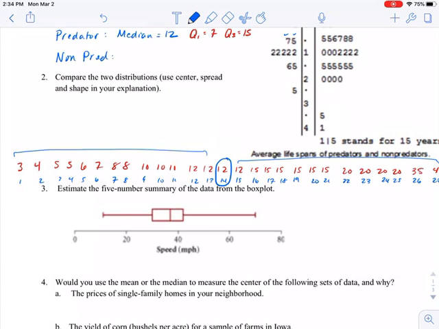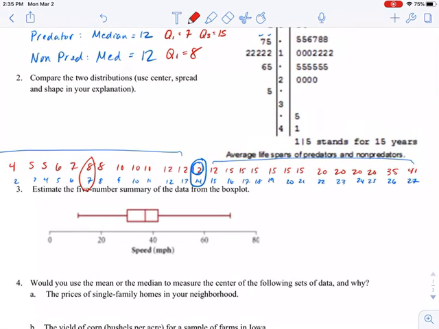For the non-predators, my median is 14. Whoops, no it's not. That's a mistake. The median is this number, it's 12. Okay, now I'm going to find the quartiles. So again, I'm going to look at the numbers below the median. So the middle number in the first 13 numbers is 8. And the middle number in the last 13 numbers is 1, 2, 3, 4, 5, 6, 7, is 15.